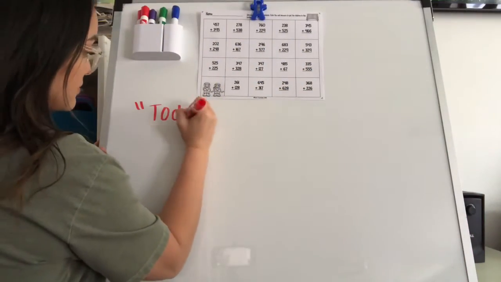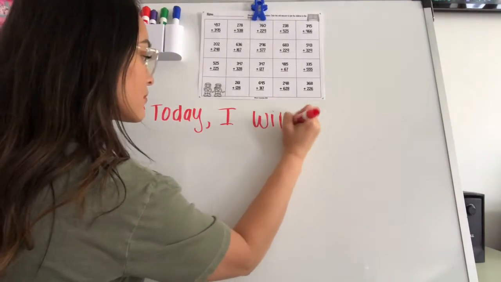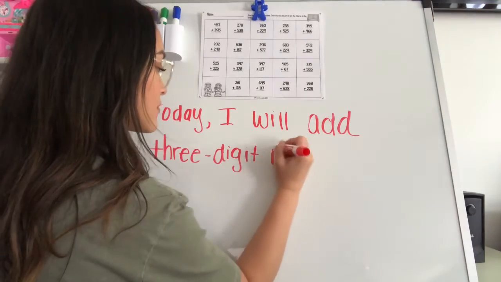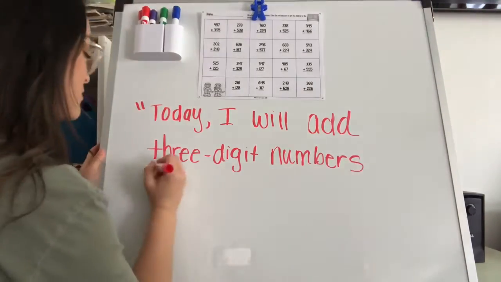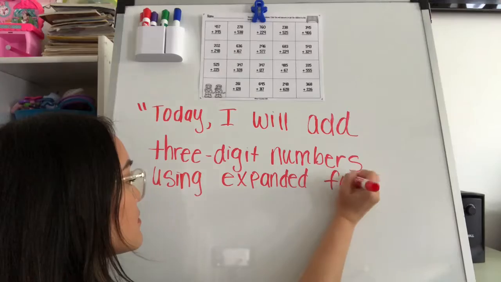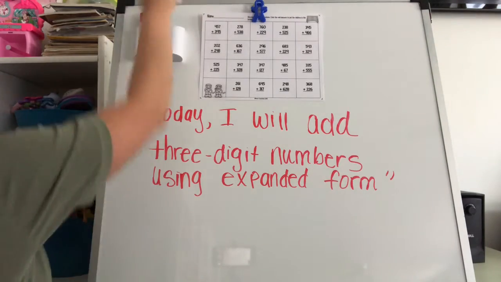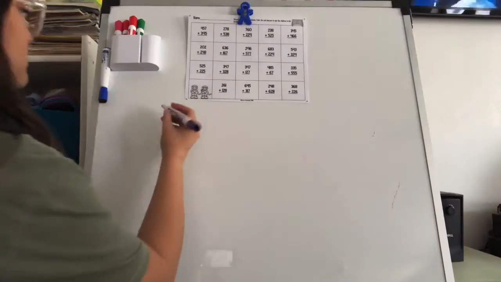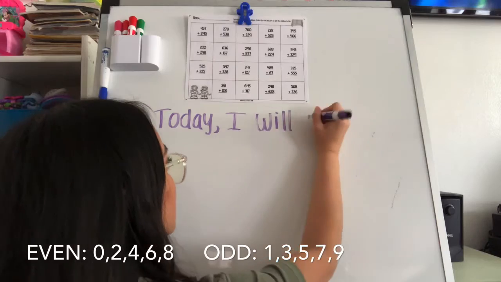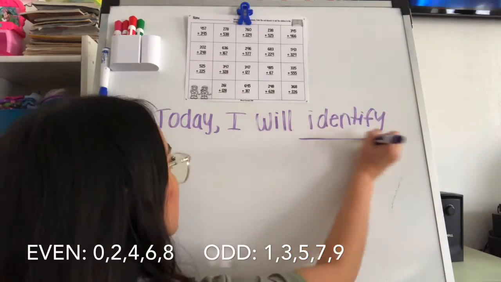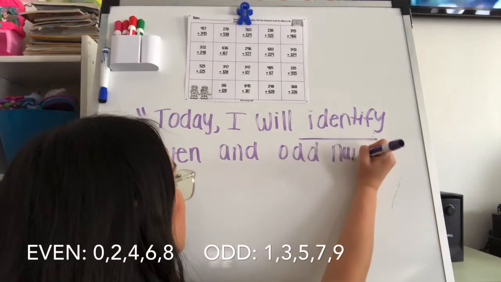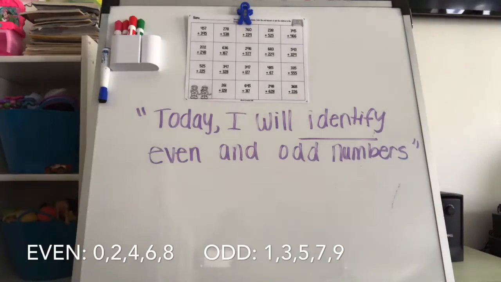All right, before we begin our math lesson, we must address our learning goals. For this math lesson, we actually have 2 learning goals, so please read them with me. Today, I will add 3-digit numbers using expanded form. Now, this assignment also has a second learning goal, and that goal is, ready? Read it with me. Today, I will identify even and odd numbers.